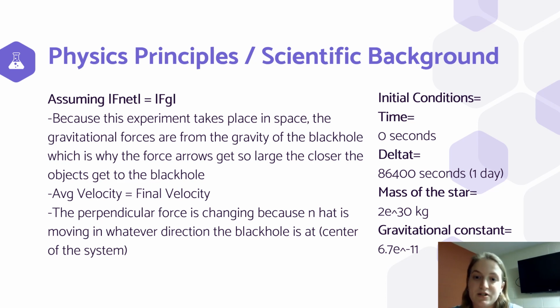And just to talk about some initial conditions, our time is 0 seconds, our delta t is the number of seconds in a day, the mass of the star is 2e30 kilograms, and the gravitational constant is G, which we know.